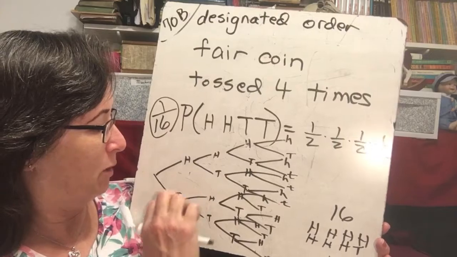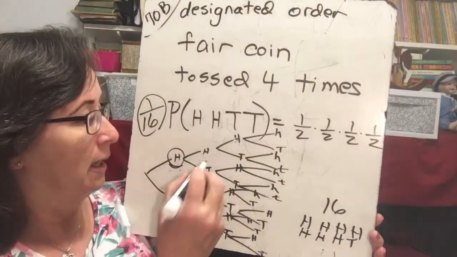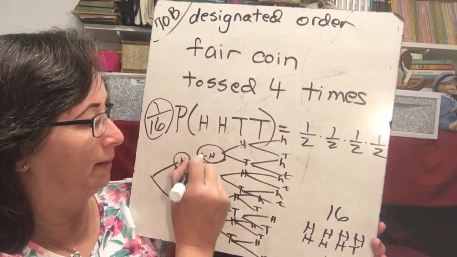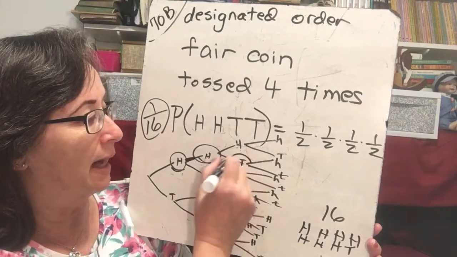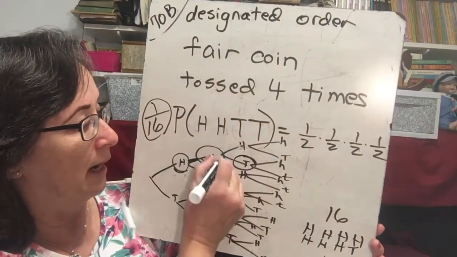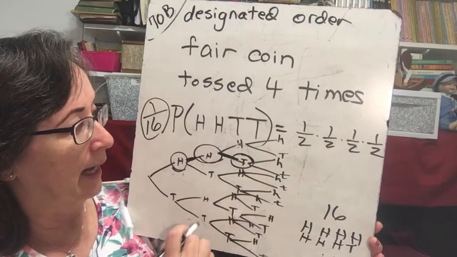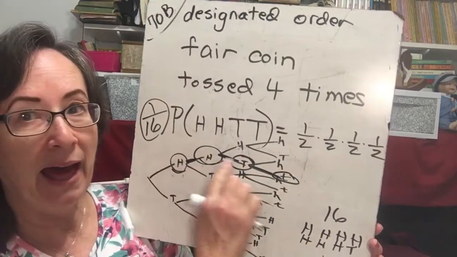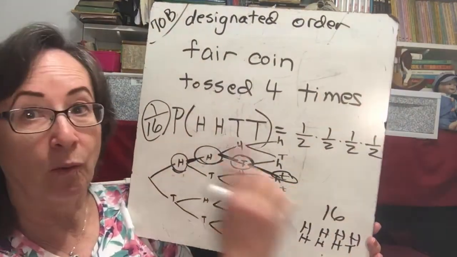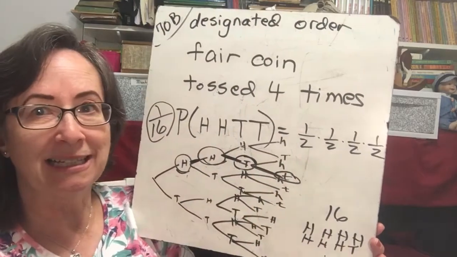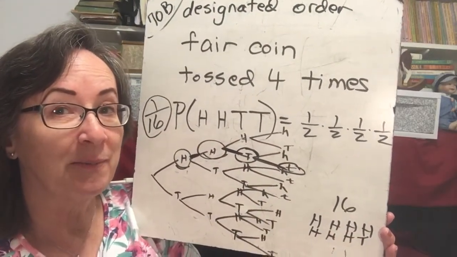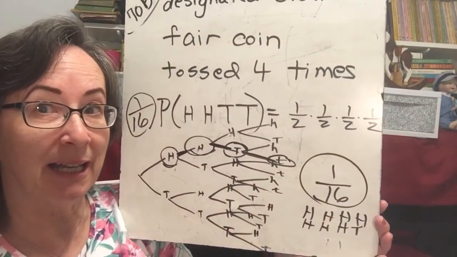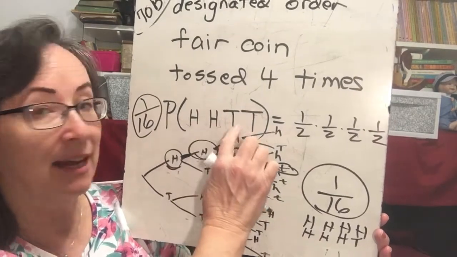Okay, so that means we're going to have a head on the first throw, and then we're going to have a head on the second throw. So this is the path we want right there. But then the third throw has got a tail. Okay, so now we're following this. And then the last one is a tail. So it's this one. There's one path, head, head, tail, tail. One path out of all 16 possible paths that gives us what we want. So 1 out of 16 would be the probability of head, head, tail, tail.